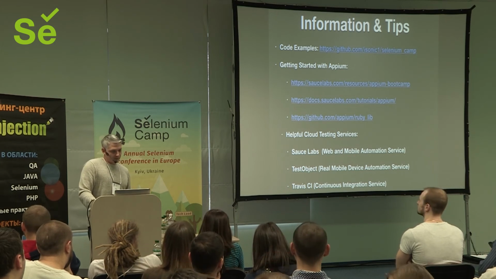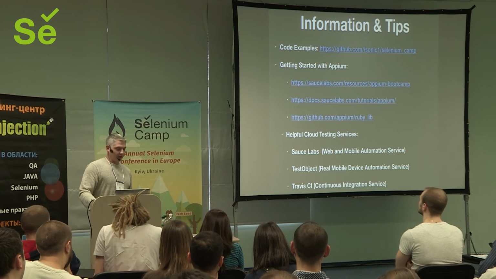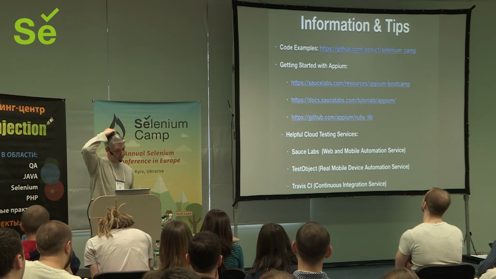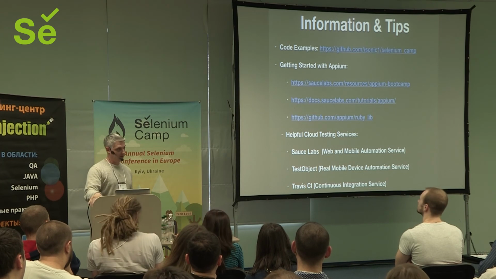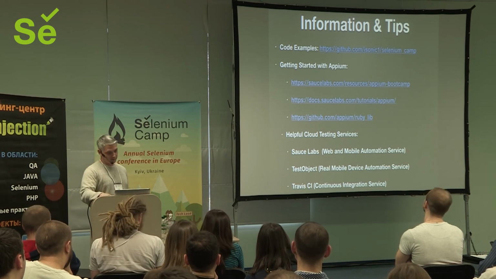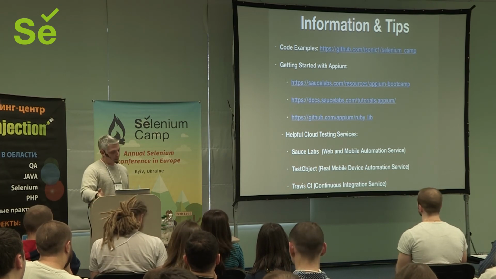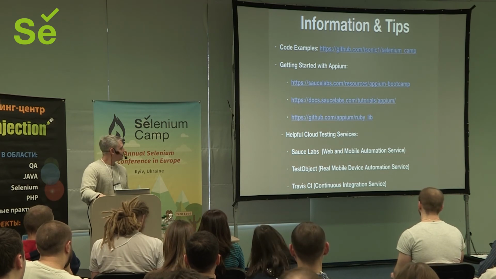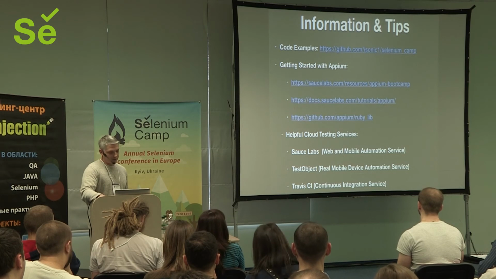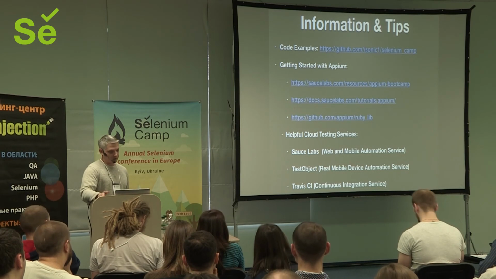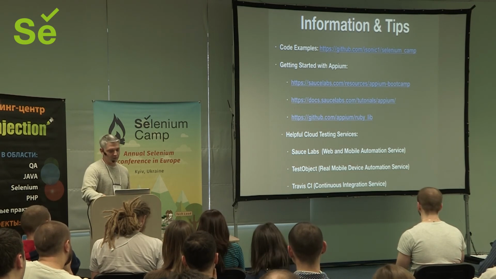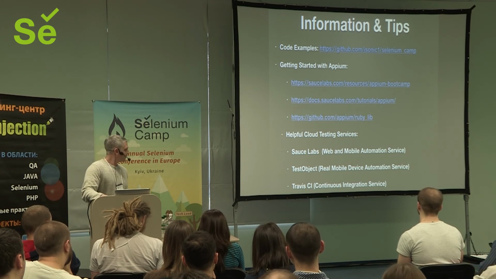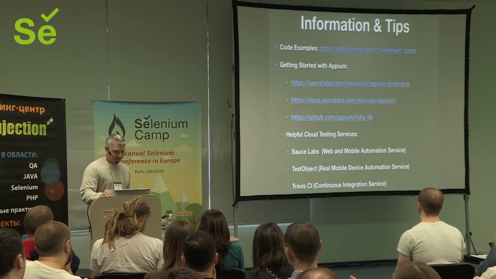So I utilize a lot of the cloud services because it's just a lot easier; you don't have to maintain anything locally. So if you have the option to, Sauce Labs is a good option. Test Object is good for real devices. And then for CI, I choose Travis because I've dealt with Jenkins one too many times and I've had enough with them.